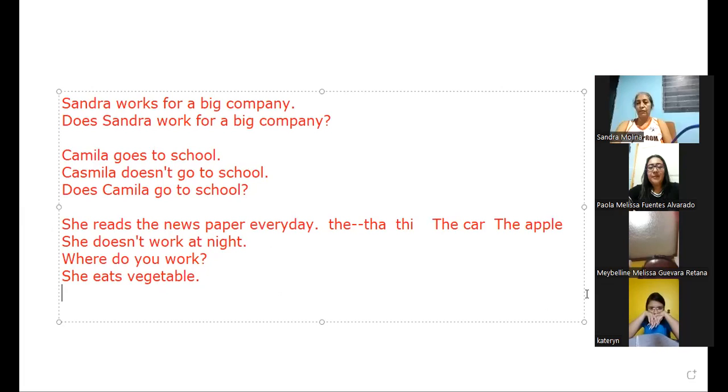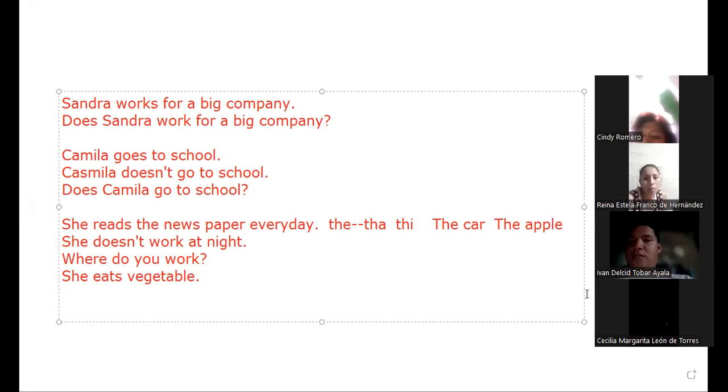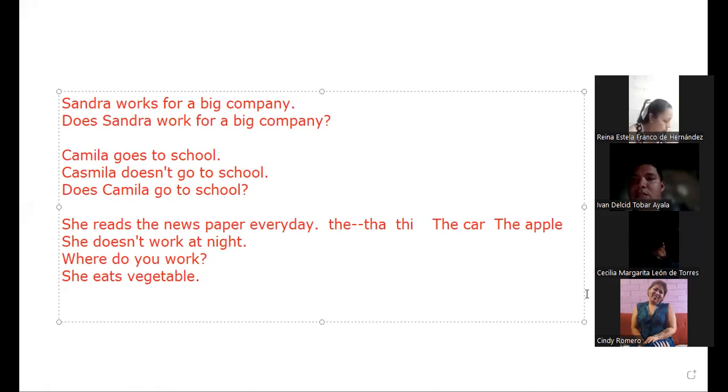Marcela plays in the park. Yes, very good. They say Marcela doesn't play in the park. In the park, yes. They say, does Marcela play in the park? In the park, yes, very good. Excellent. Good job. Excelente, buen trabajo. Okay, next.